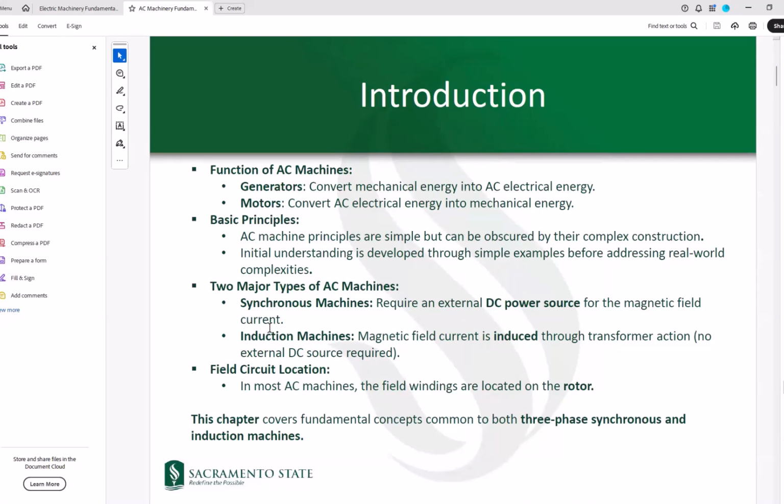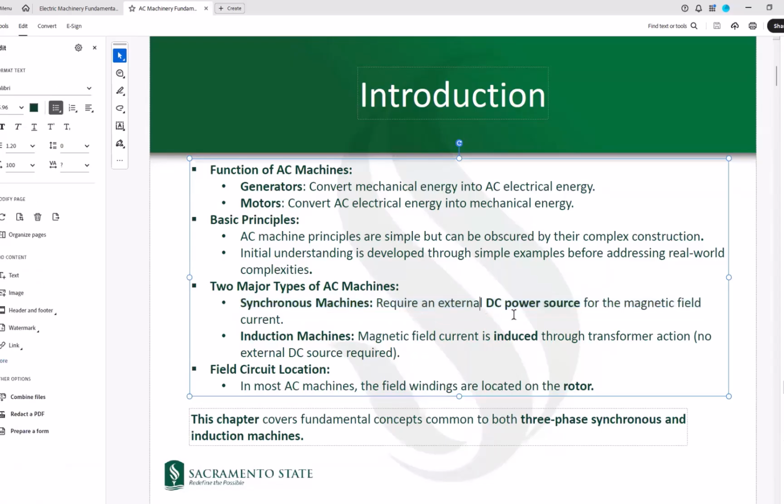There are two major types of AC machines: synchronous machines and induction, or asynchronous, machines. Synchronous machines require an external DC power source for the magnetic field current, but induction machines do not require an external source. The magnetic field current is induced through transformer action. Therefore, no external DC source is required.